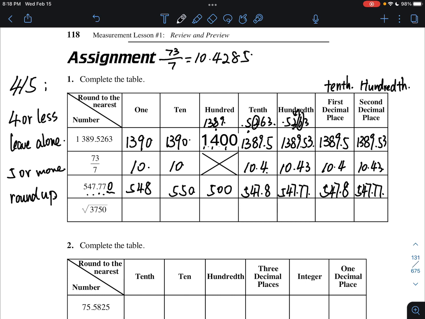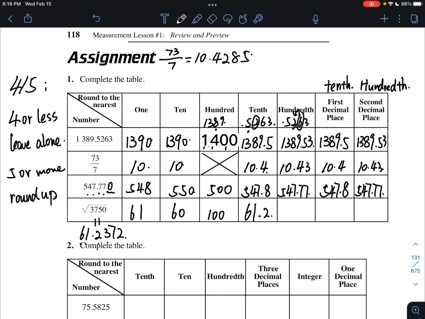Okay, the last one, square root of 50. For this one, use your calculator to find the value. So this equals, and for the ones, we need to look at the 2. 2 is 4 or less, so leave it alone, so it's 61. And for tens, we need to look at 1. 1 is 4 or less, so leave it alone, so it's 60. Then for hundreds, we need to look at 6. 6 is 5 or more, so we round up, so it's 100. And for tenths, we need to look at 3. 3 is 4 or less, leave alone.